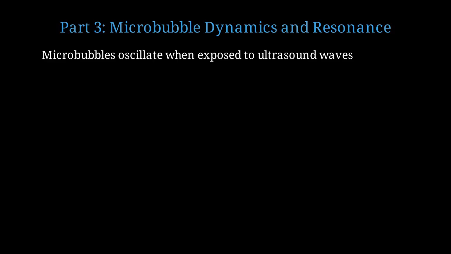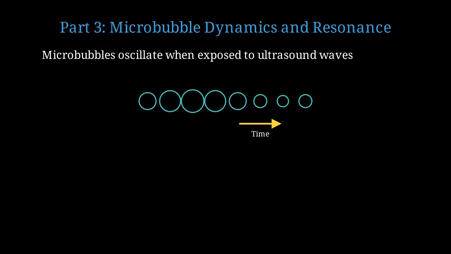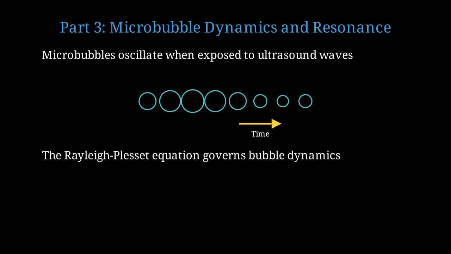Microbubbles don't just reflect ultrasound passively, they oscillate and resonate in fascinating ways. When ultrasound waves hit microbubbles, the pressure variations cause the bubbles to expand and contract rhythmically. This animation shows how microbubbles pulsate over time in response to ultrasound pressure waves, growing and shrinking rhythmically. The motion of these oscillating bubbles is described by the famous Rayleigh-Plesset equation. This nonlinear differential equation relates bubble radius R, its acceleration, velocity, internal gas pressure, ambient pressure, and driving ultrasound pressure.